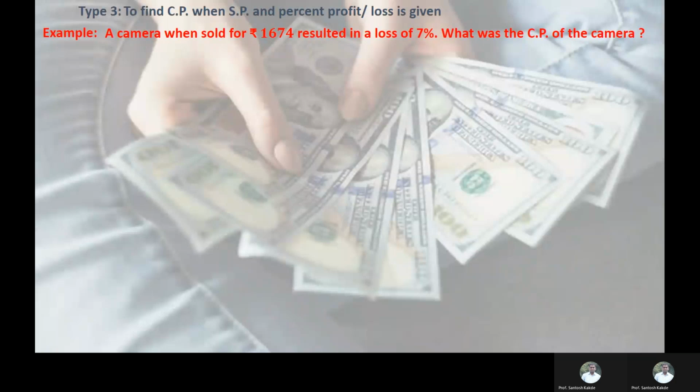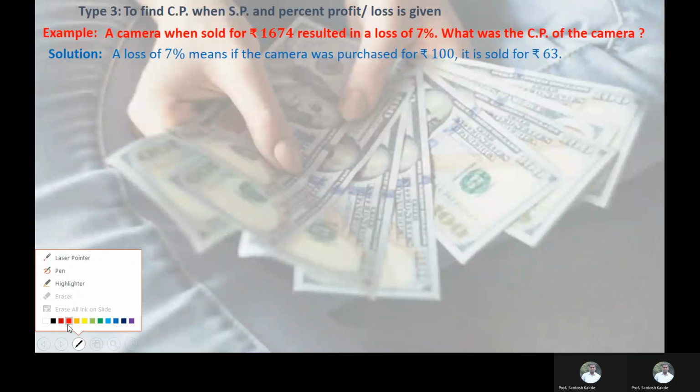So in this case, the sold price of the camera is 1,674 rupees, and it results in a loss of 7%. So let us consider the solution. A loss of 7% means if the camera is purchased for 100 rupees, it is sold for 93 rupees. You have to be careful, I think here we are making some mistakes. All of you remember this one is 93.